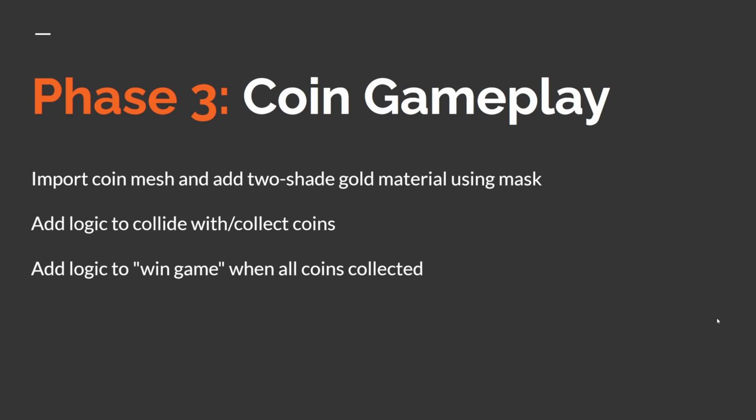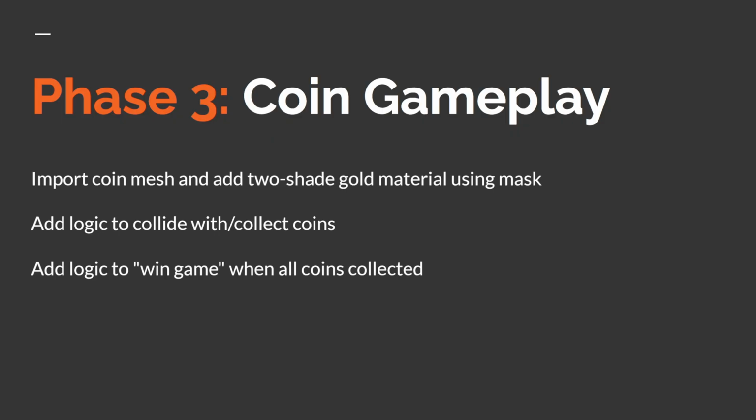So on to phase 3, I wanted to talk about the coin gameplay. This is where we start talking about code, right? Really what I wanted to do is take in the coin mesh that I made from Blender. It was a very simple mesh. It had a material that was somewhat difficult to get working in the 3 different engines.